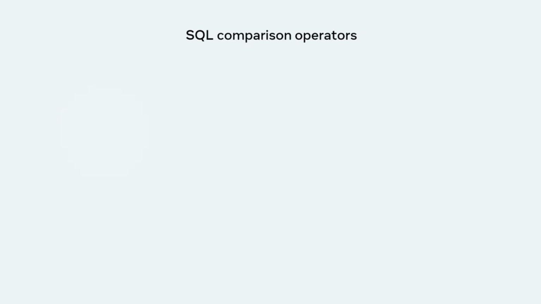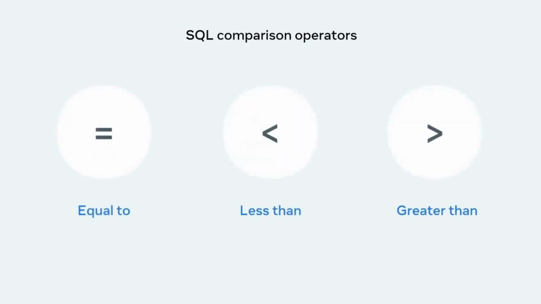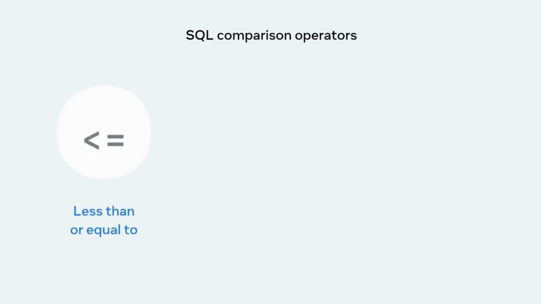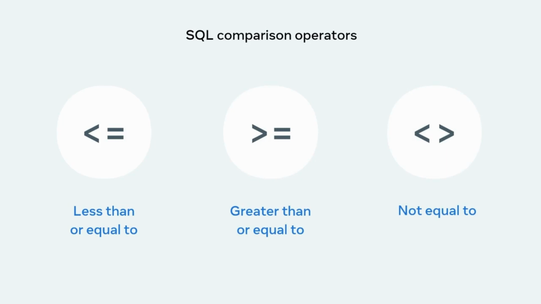You've just reviewed an example of the equals operator and others you may have encountered in a previous lesson. Let's quickly review these other operators. SQL comparison operators include equal to, less than, and greater than. There's also less than or equal to, greater than or equal to, and not equal to. In addition to these symbols, the where clause can also use the between, like, and in operators.